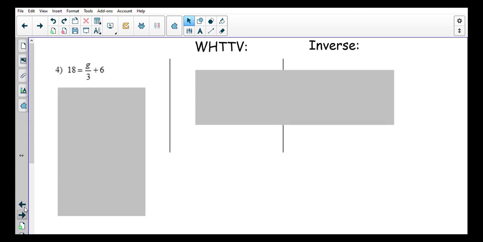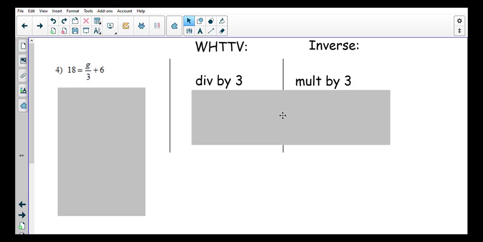All right, let's take a look at our next one, our first one that involves division. Again, you might feel comfortable trying some of these on your own. That's fine. Just double check your solutions as you're working through them with this video. So in number 4, the first thing that we're doing to g is dividing by 3. The inverse of that is to multiply by 3.